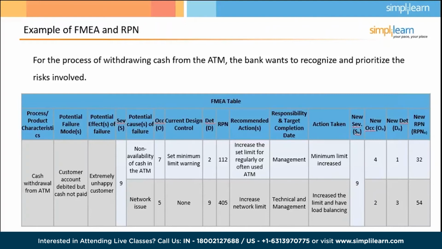We've gone from occurrence of 7 down to a 4 and from a 5 down to a 2. It's because our detection mechanisms are far more robust. They're much better. In fact, we've gone from a 7 to a 1 and a 5 to a 3. And so our risk priority numbers have decreased tremendously as well, from a 112 to a 32 and from a 405 to a 54. So we've revisited this and we've said, okay, based on the improvements we've put in place, they've been very effective and we've been able to improve the business as a result, and customers are much happier with us as a result of this as well.